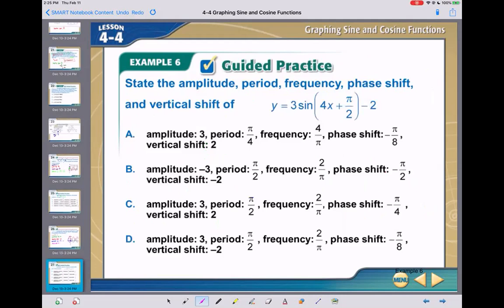All right, here's another one for you to try. So this one, there's a trick if you just look at the vertical shift and the amplitude. If you go off the vertical shift first, it should eliminate a couple answers, and then you can eliminate from the amplitude to have your final answer.